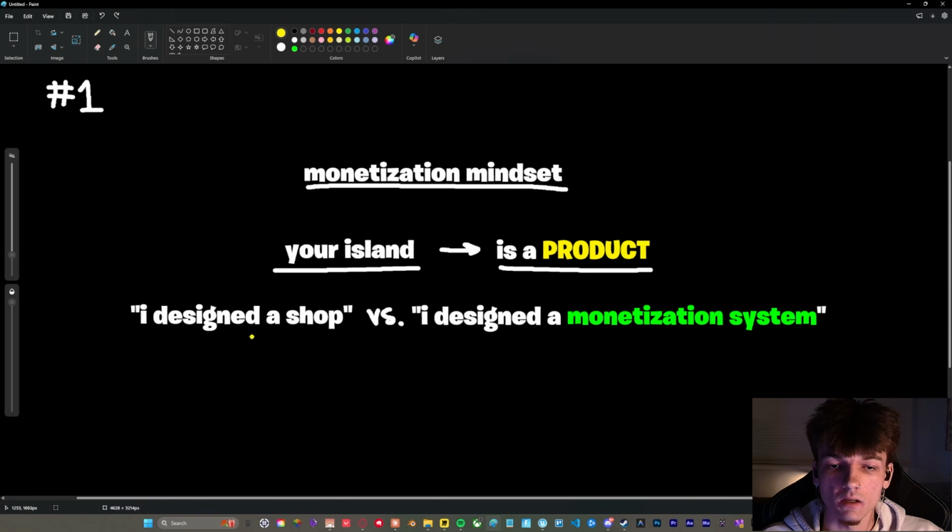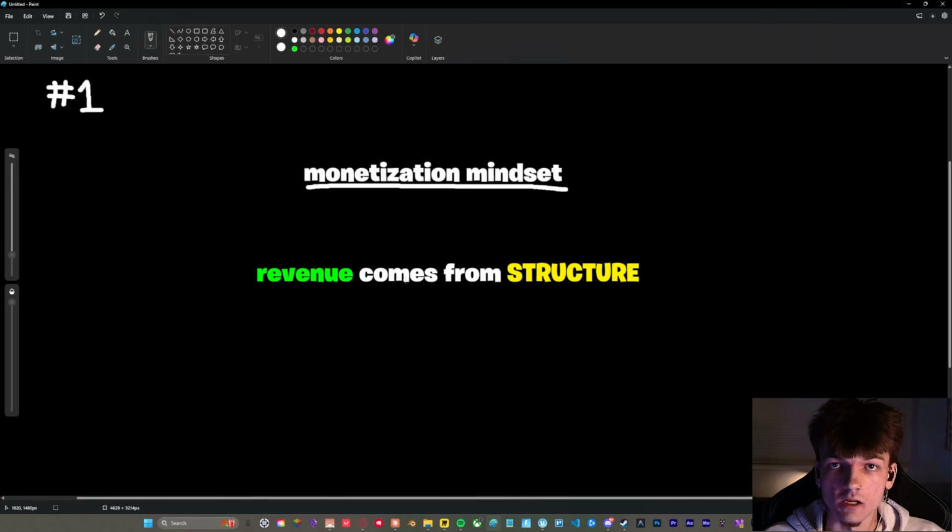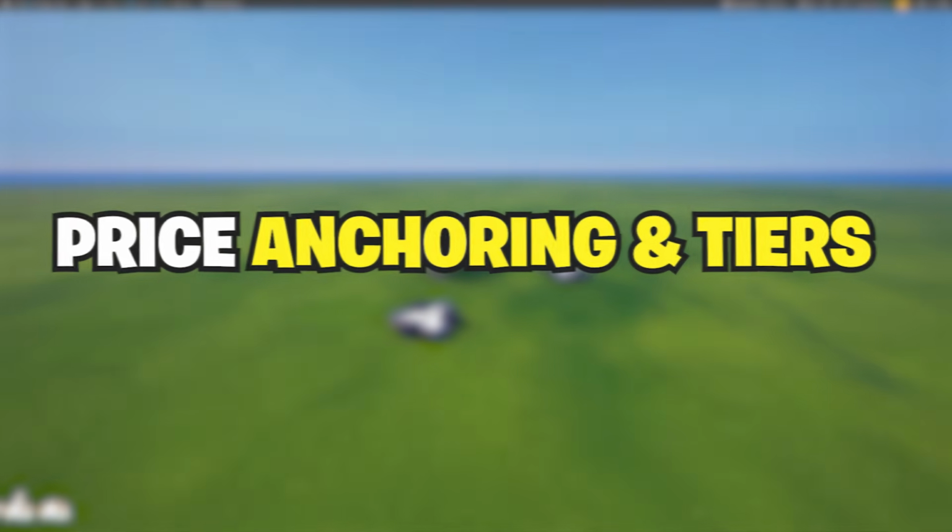Instead of thinking about it like "I designed a shop," what you should be thinking instead is "I designed a new system that I can use as a source of revenue." Another thing that you need to understand is that simply having products available might get you some sales, but real revenue comes from structure inside of your maps.